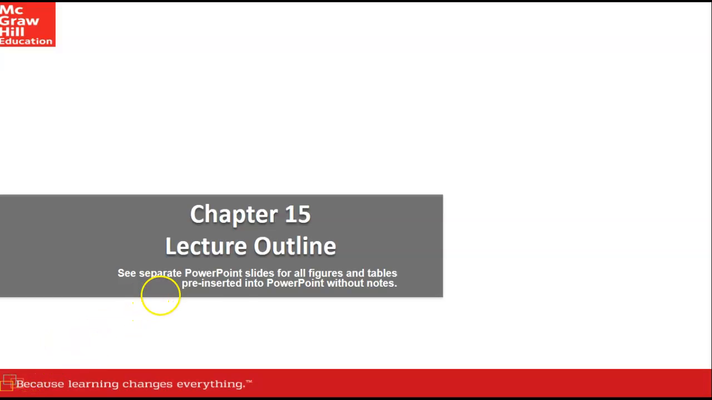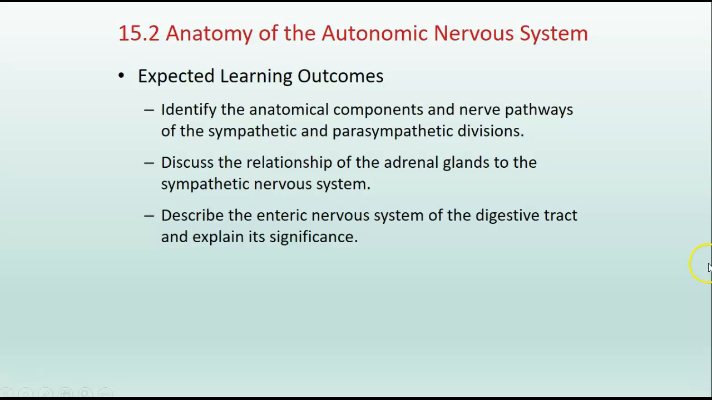Today I'm going to continue with Chapter 15, Autonomic Nervous System. In this module, I'm going to introduce you to the anatomy of the autonomic nervous system. At the end of the section, you should be able to identify the anatomic components and the nerve pathways of the sympathetic and the parasympathetic divisions.